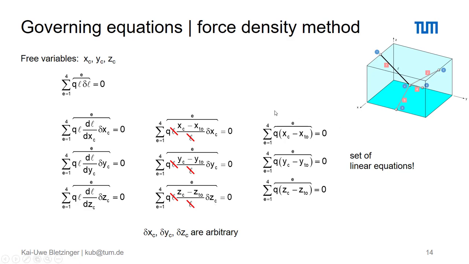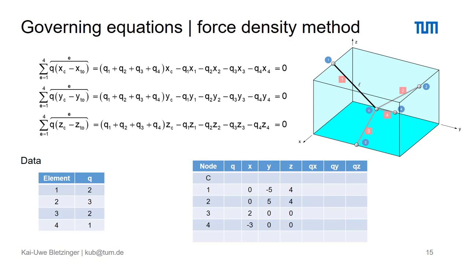And finally, that is the set of the three now linear equations in terms of the still unknown free variables, in this case of the center node. If we just expand that here for a little example, where we always have to consider the sum over the four elements of exactly this expression.